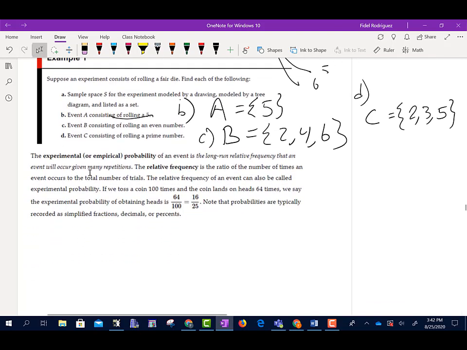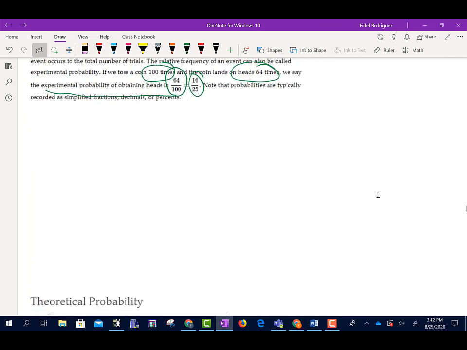All right, so it says the experimental or empirical probability of an event is the long-term or long-run relative frequency that an event will occur given many repetitions. The relative frequency is the ratio of the number of times an event occurs to the total number of trials. The relative frequency of an event can also be called the experimental probability. So it says, if we toss a coin 100 times and it lands on heads 64 times, we say the experimental probability is 64 out of 100 or 16 out of 25. Okay? And it says probabilities are typically recorded as simplified fractions, decimals, or percents.